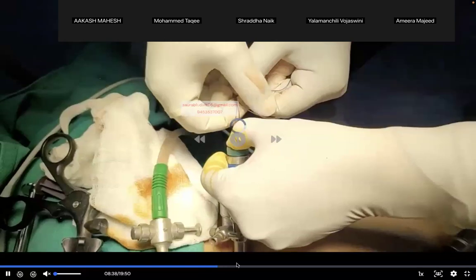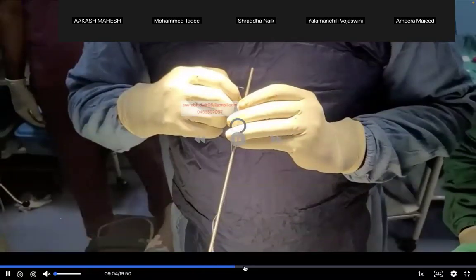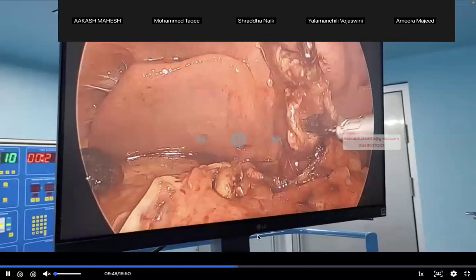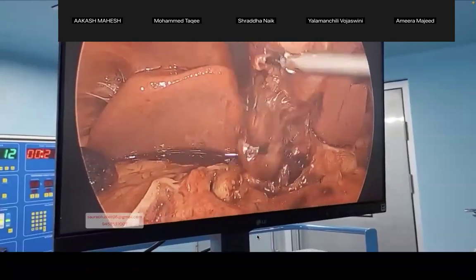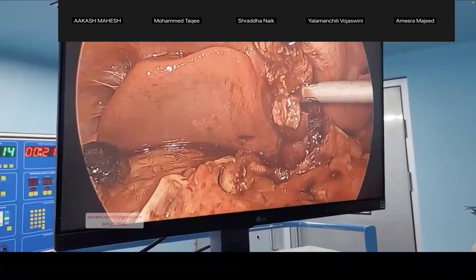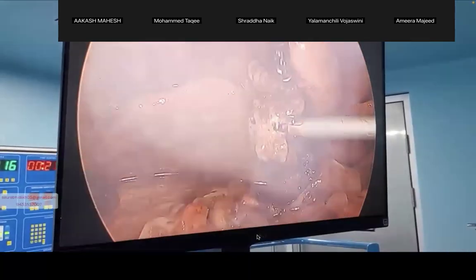So same way with the help of a knot pusher. Again, same way, we are going to go inside, push the knot. And now with a harmonic, can you see the gallbladder is so bad? It is so bad, ugly looking gallbladder.